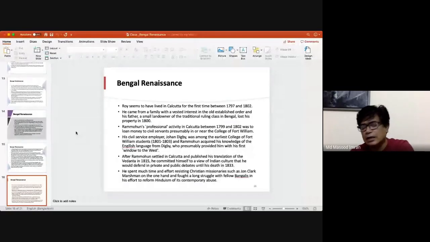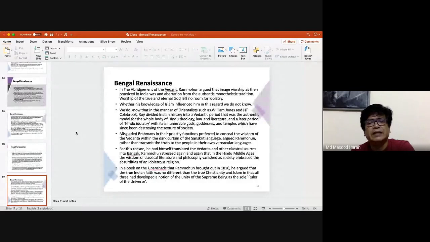In the abridgment of the Vedanta, Ram Mohan argued that image worship as then practiced in India was an aberration from the authentic monotheist tradition, the worship of the true and eternal God, which left no room for idolatry. So he found that monotheist religion and Hindu religion did not have that many differences. Whether his knowledge of Islam influenced him in this regard, we do not know.